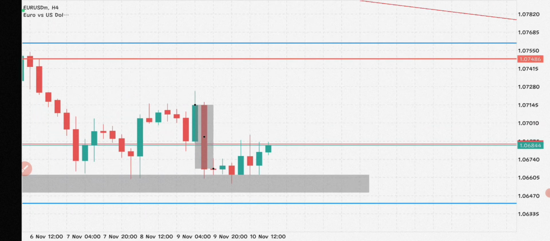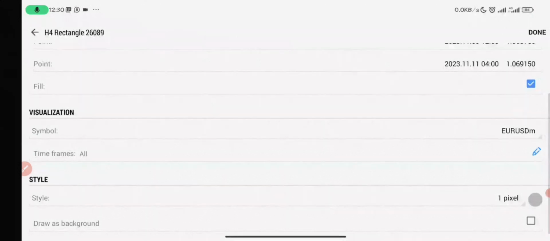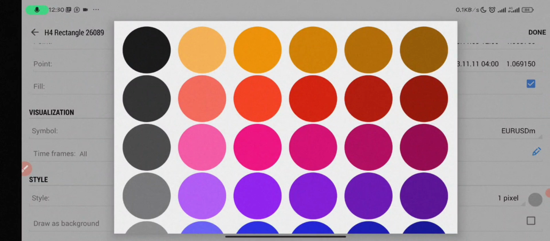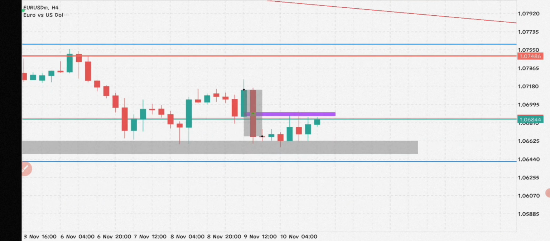But if we look inwards, we can still see another point of rejection, another zone of rejection. I would change the color of this. If we take this down to this other end, you can see a zone of rejection. The market has been rejected there a couple of times, so we are expecting the bullish strength that will come by next week to break this zone.